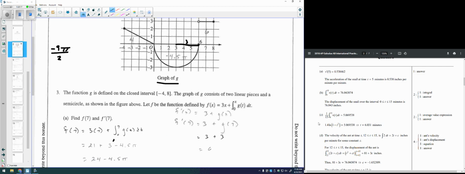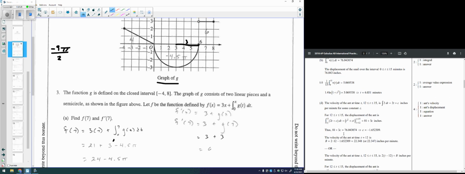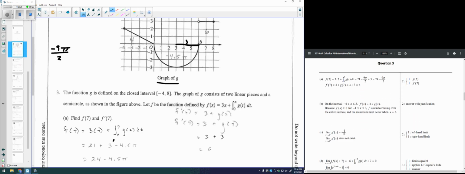Looking over at my scoring guidelines, I get 1 point for f of 7. Okay, f prime of 7. Well, first I have to find out what is f prime of x. f prime of x is simply the derivative of this. The derivative of 3x is easy, it's 3. For the derivative of an integral, I take the upper bound, plug it in, and multiply by the derivative of the upper bound. So plugging in x gives me g of x, times 1 just gives me g of x. So there is f prime of x.